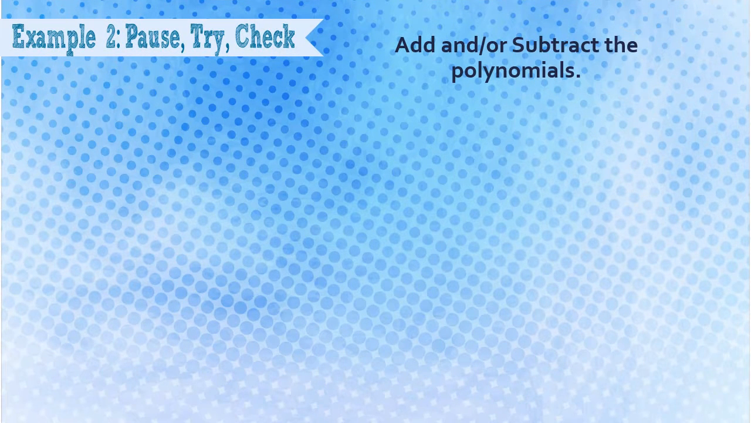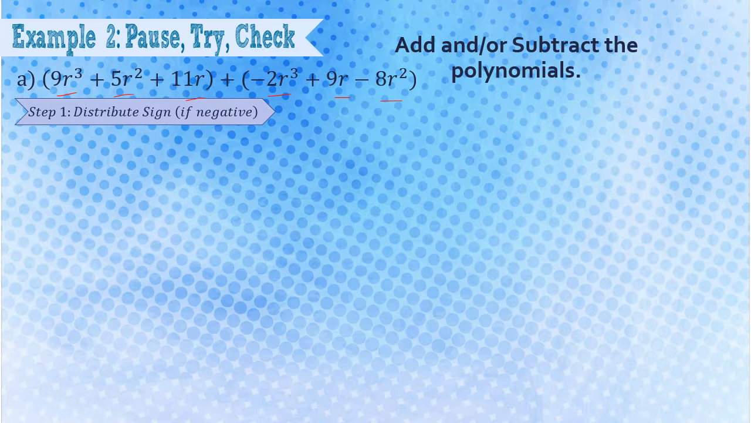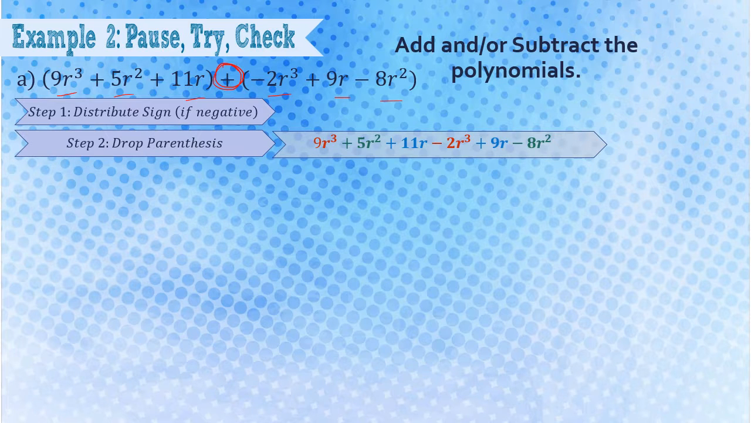All right, so example 2, you could pause, try, and check these on your own. As we're going through them, we're going to do the same idea, add or subtract the polynomials. So here's our first example. Again, we have 2 trinomials that we're adding. They're trinomials because there are 3 terms in each of these parts. Okay, step 1, we want to distribute that sign. Well, I have a plus sign. I don't need to distribute anything, so I can just go ahead and drop the parentheses.